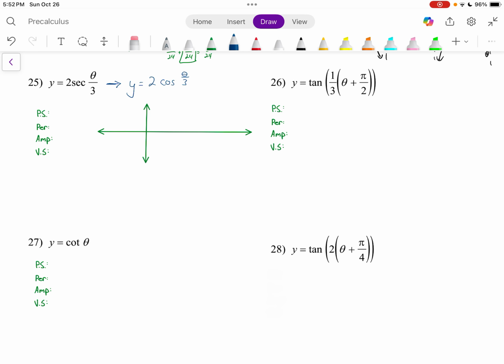So for cosine, our phase shift is 0. Period is 2 pi over 1/3, which ends up being 6 pi. Amplitude is 2, and there's no vertical shift. I already have my y-axis drawn in here, but I'm actually going to change this up again because for secant and cosecant, since you have those u's and n's, you kind of want more of a y-axis there. All right.